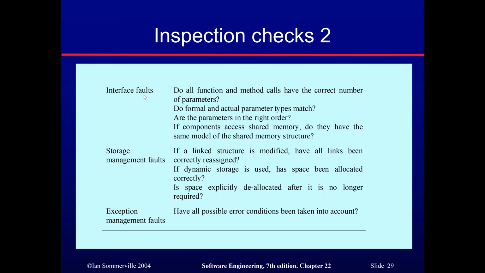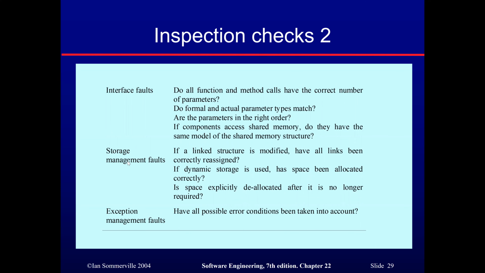Interface faults: do all function and method calls have the correct number of parameters? By interface, we mean the interface of methods or functions. Do formal and actual parameter types match? Are the parameters in the right order? If components access shared memory, do they have the same model of shared memory structure?